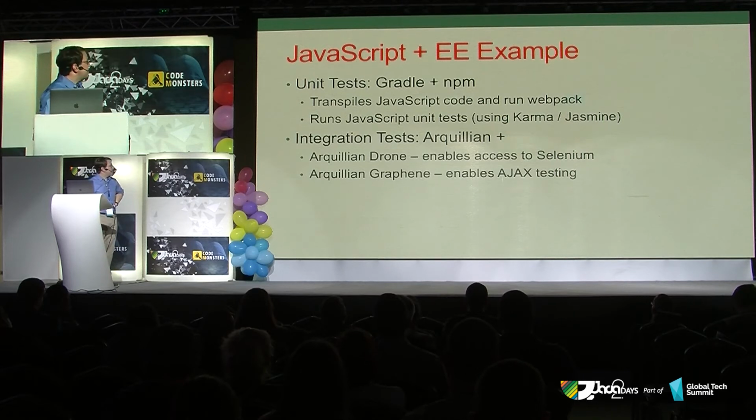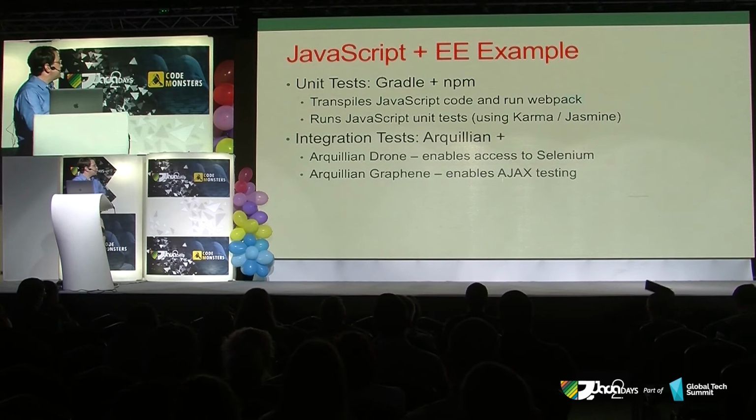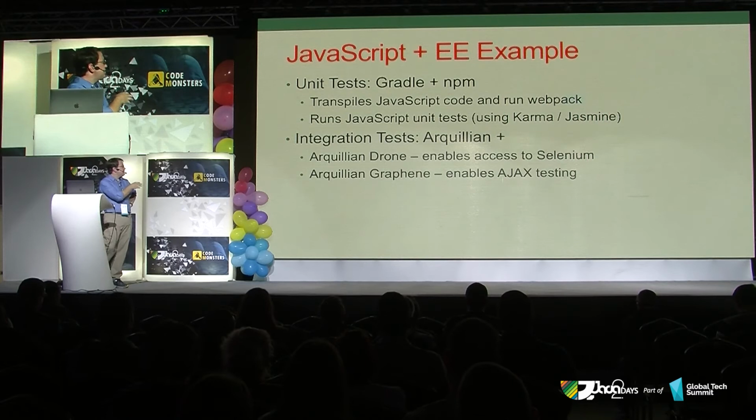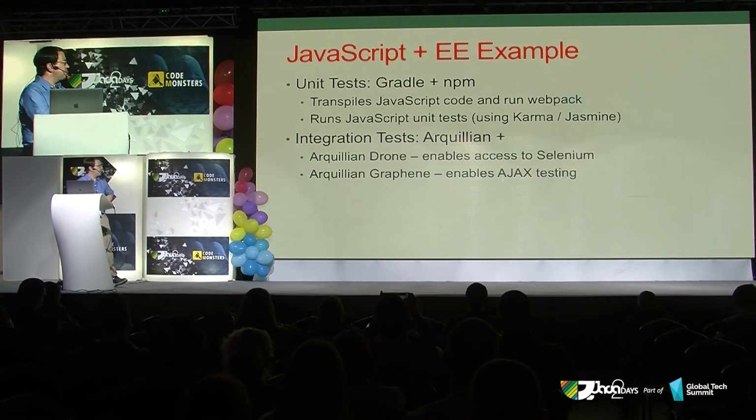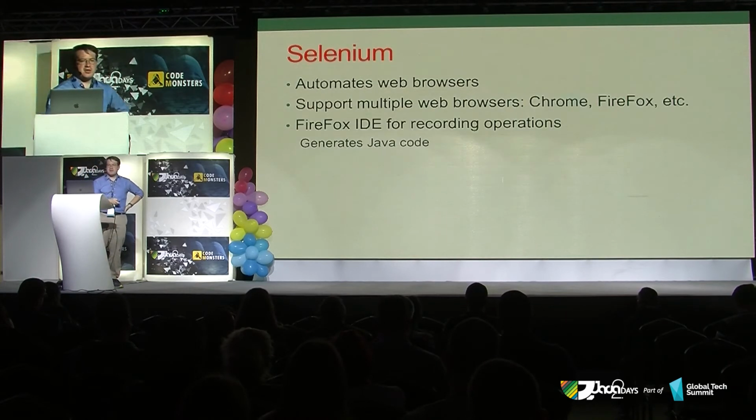So the Gradle plus the NPM, I use that to transpile the code, and then Arquillian to actually do the testing. And then for the Arquillian testing, I use Arquillian Drone and Graphene to do the testing, and we'll see a couple of examples of that going forward.